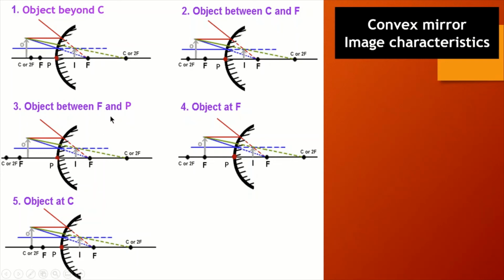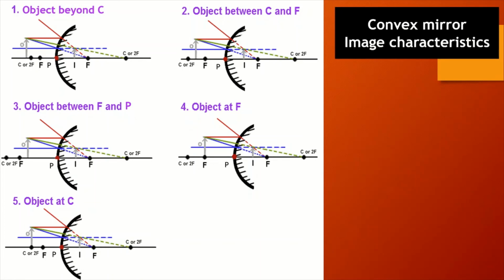Look at case number 3. Now the object is between F and P. That means U is less than F. Draw the three rays, and the intersection of the reflected rays is still inside the mirror. So it is still virtual, upright, and diminished. Case number 4, U equals F. Still the same. Last one, the object is at C. Again it is the same.